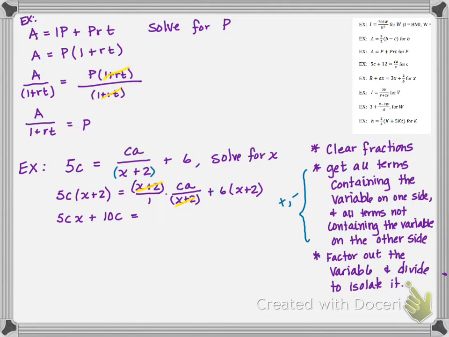So then over here we get AC. I know I switched the order. The order doesn't really matter, but I always put it in alphabetical order, so that's the only reason I switched it. 6x plus 12.